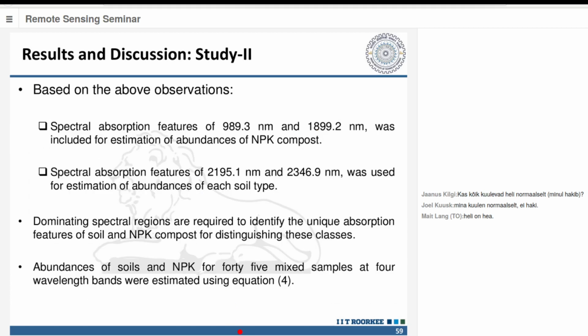Based on the above observations, spectral absorption features of 989.3 nanometer and 1899.2 nanometer were included for the estimation of abundances of NPK compost, and the 2195.1 nanometer and 2346.9 nanometer spectral regions were used for estimation of abundances of each soil type. In these wavelength regions, I have used equation 4 to estimate the fractional abundances of the NPK and soil samples.